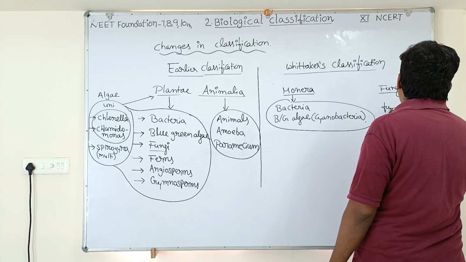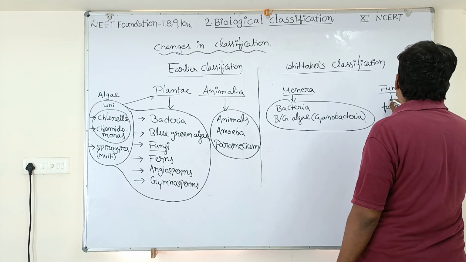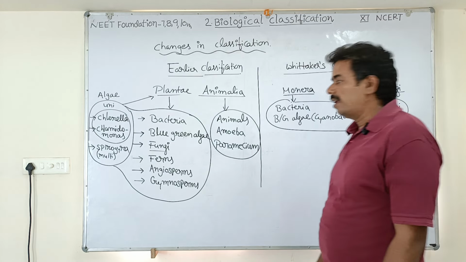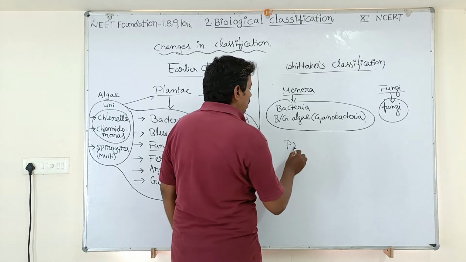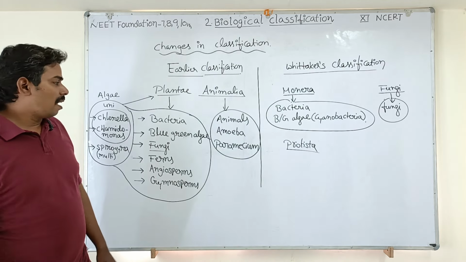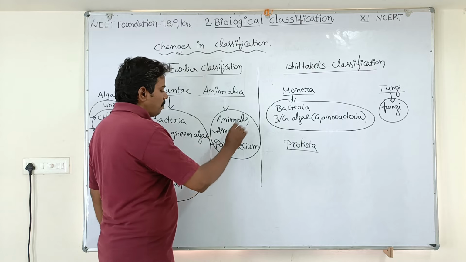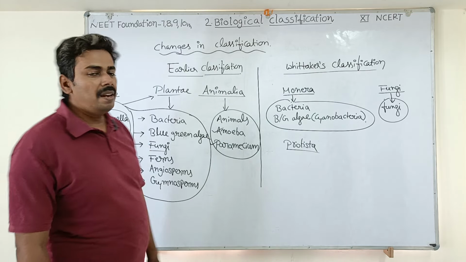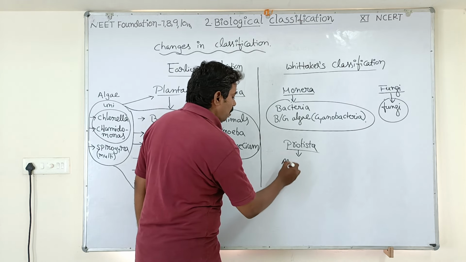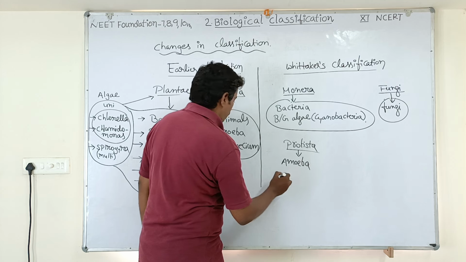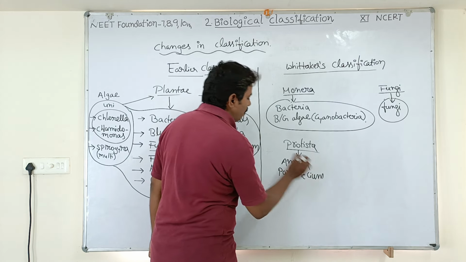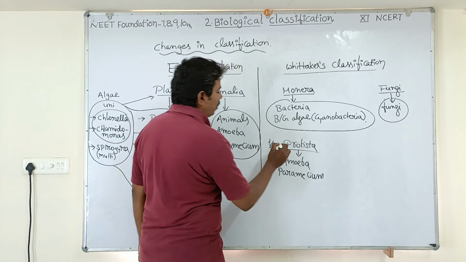All the fungi, which included mushrooms and yeast, were kept under kingdom Fungi. Next, another kingdom, Protista, has been created. The unicellular organisms, that is amoeba and paramecium, which were previously in kingdom Animalia, were relocated into a new kingdom called Protista. Now amoeba and paramecium are members of which kingdom, students? They are members of kingdom Protista.